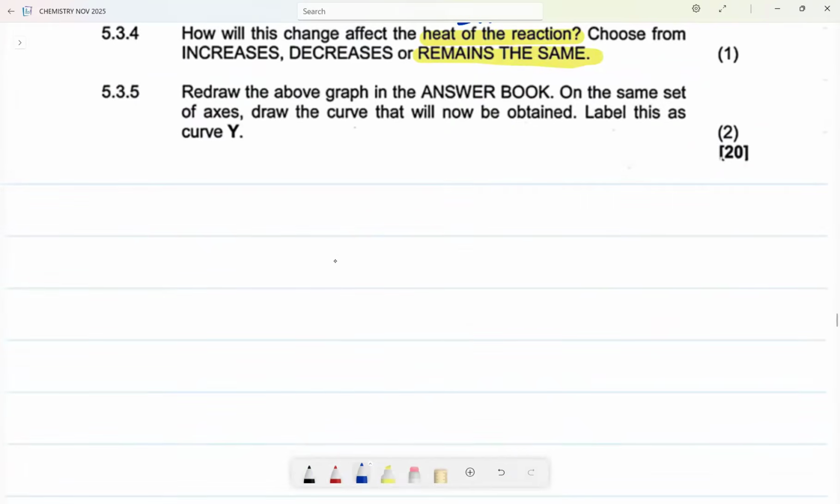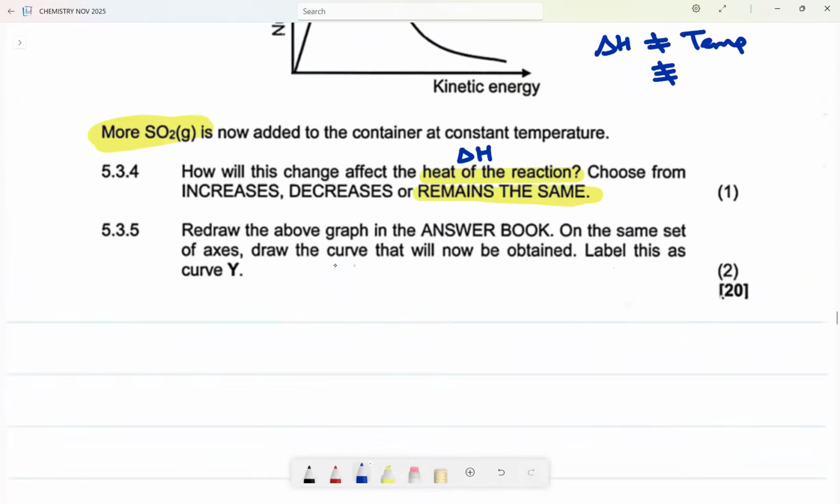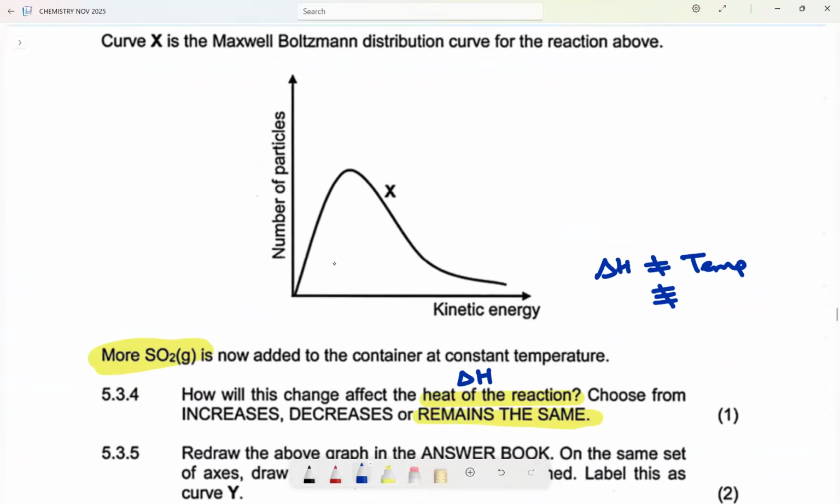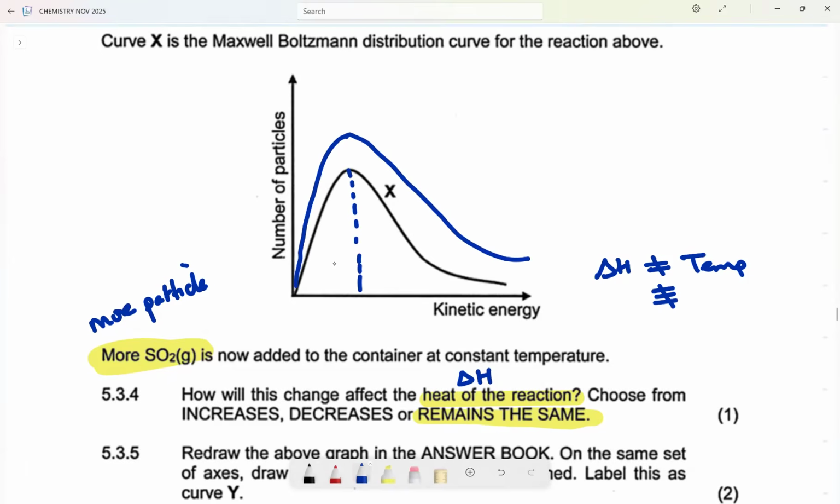Redraw the graph in the answer book on the same set of axes. Draw the curve that will now be obtained when SO2 is added. When SO2 is added, it means we will have more particles. When we have more particles, by the way, the peak will be the same at whatever the energy, but now at a higher level. Also, let's say we had an activation energy here.